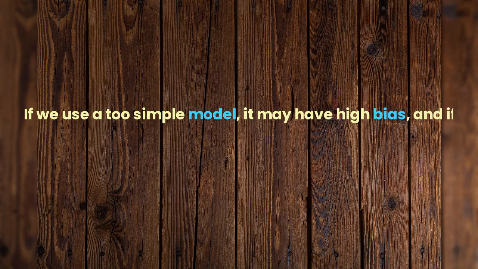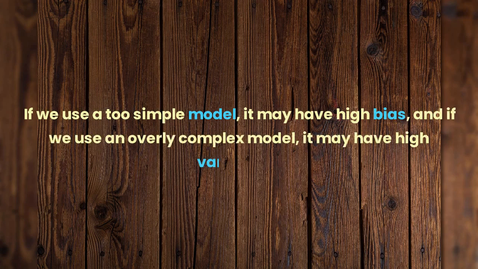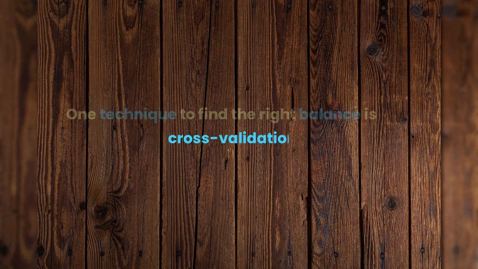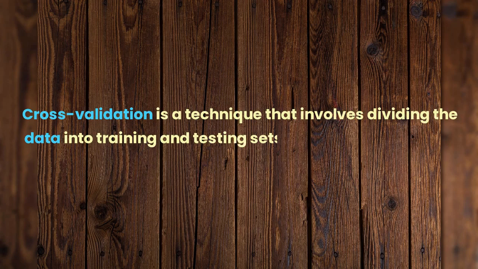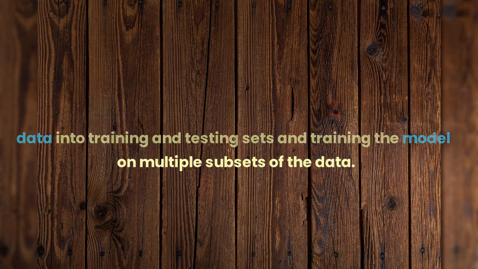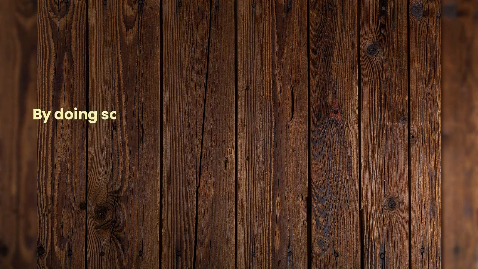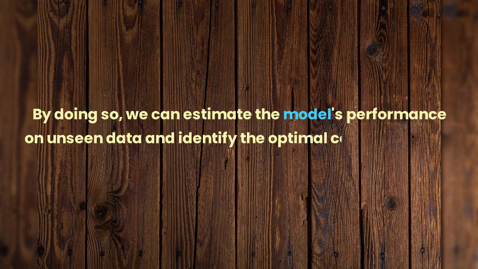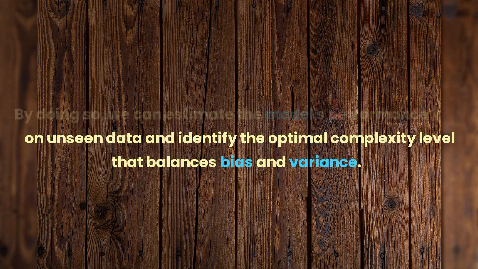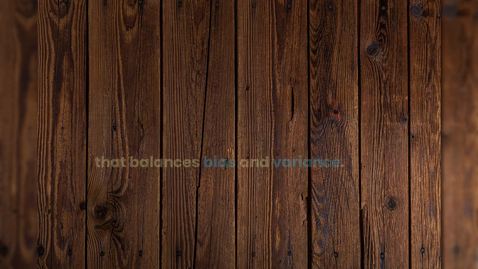If we use a too simple model, it may have high bias, and if we use an overly complex model, it may have high variance. One technique to find the right balance is cross-validation. Cross-validation is a technique that involves dividing the data into training and testing sets and training the model on multiple subsets of the data. By doing so, we can estimate the model's performance on unseen data and identify the optimal complexity level that balances bias and variance.